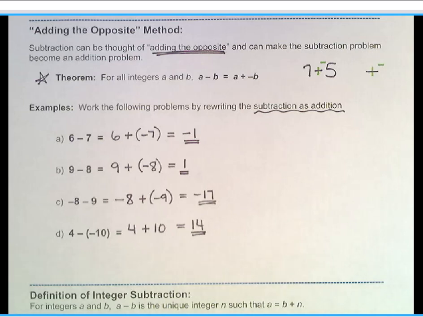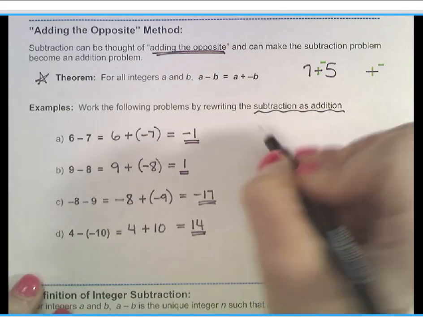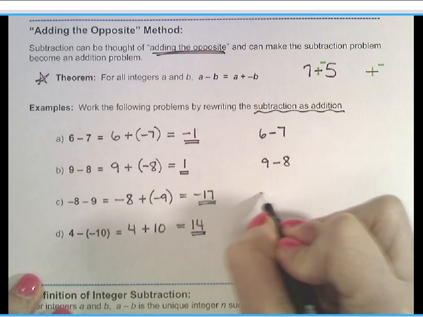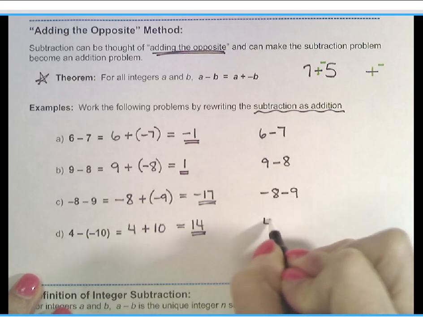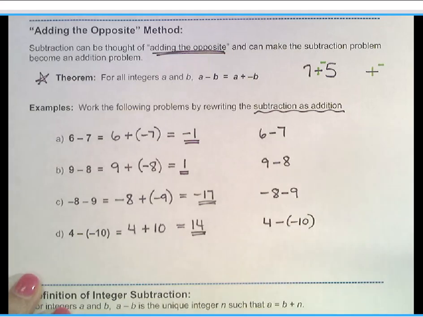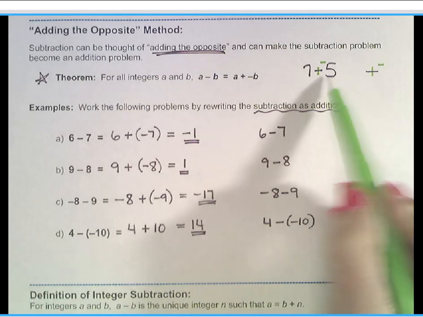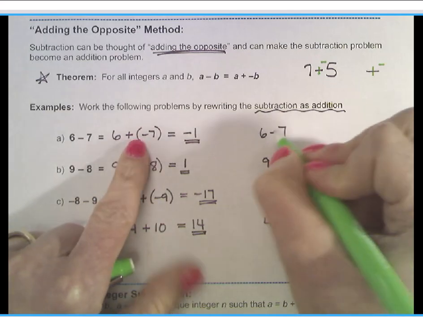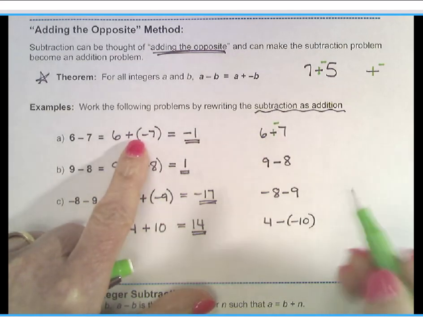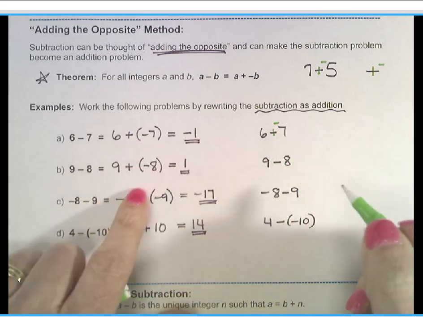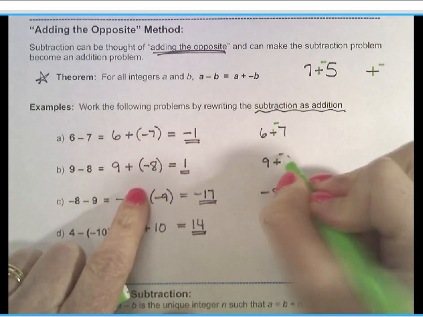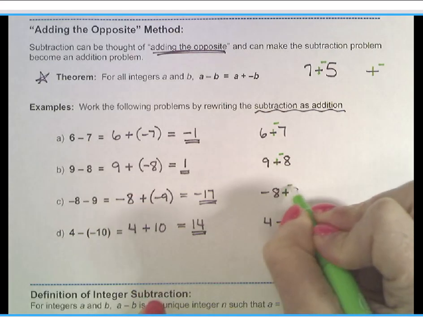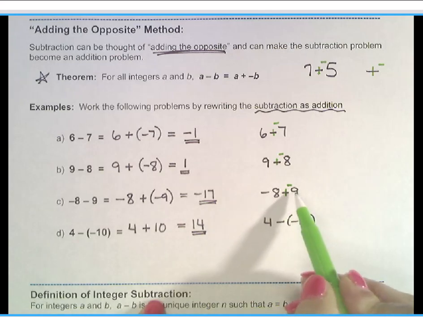Let me show you a way that you can write this with a little bit of shorthand. Let me just recopy these problems over here on the side. Here's how you can change them quickly like I did up here. Take that minus, and if you don't want to rewrite a separate line, go plus a negative. That's 6 plus negative 7, plus a negative, 9 plus negative 8, plus a negative, negative 8 plus negative 9.